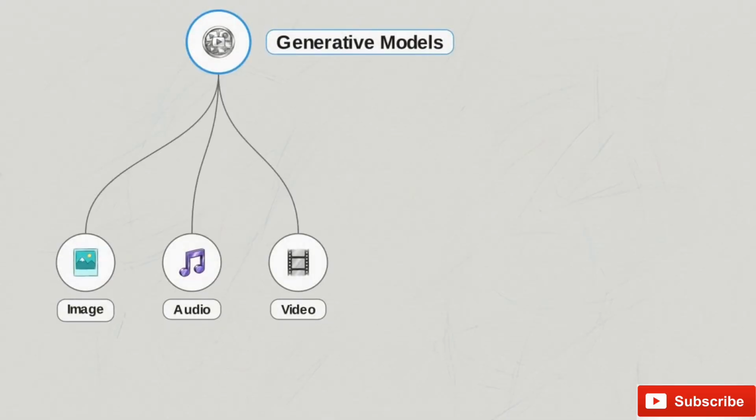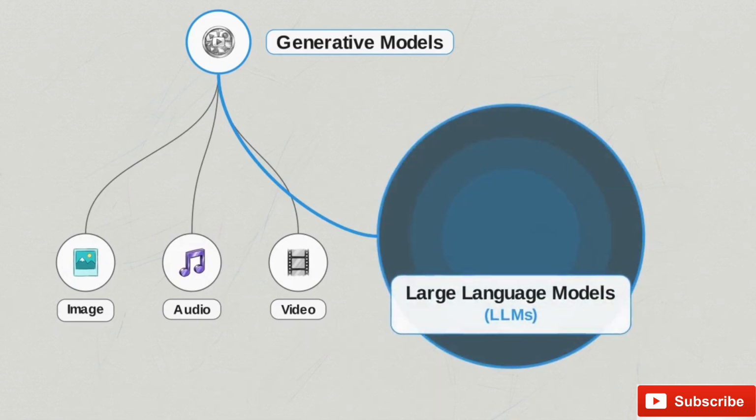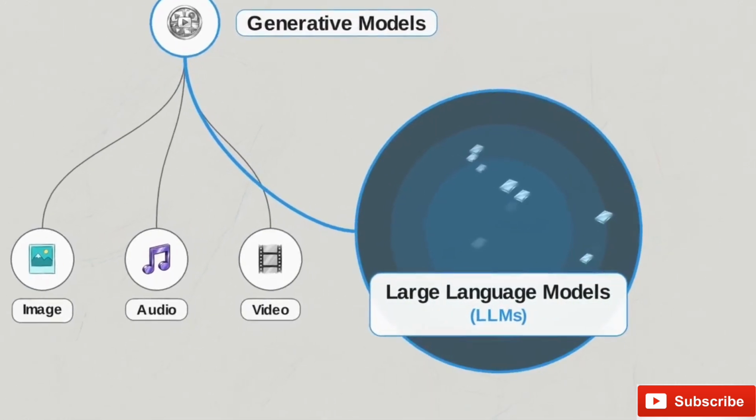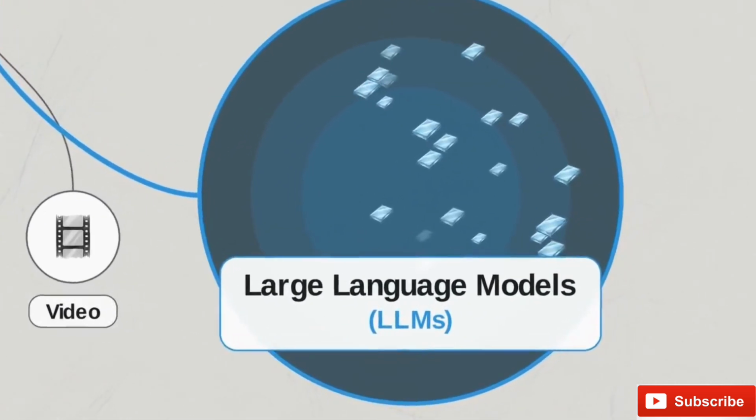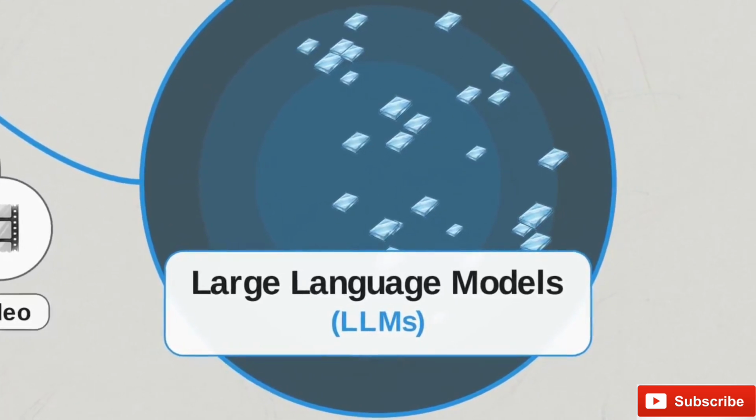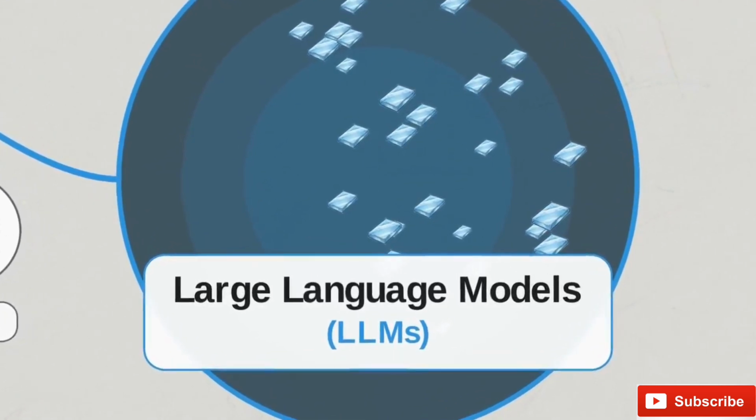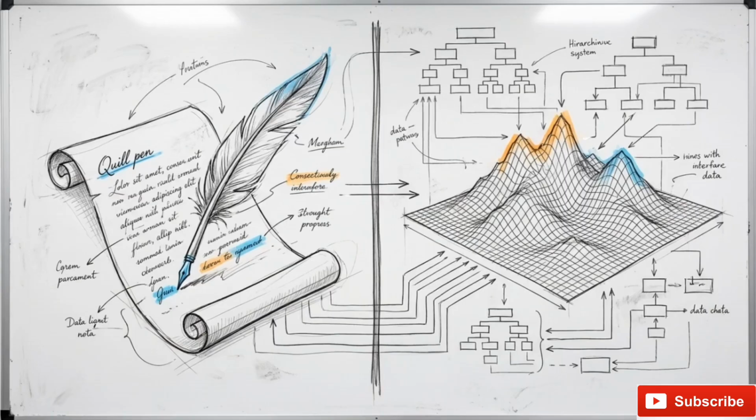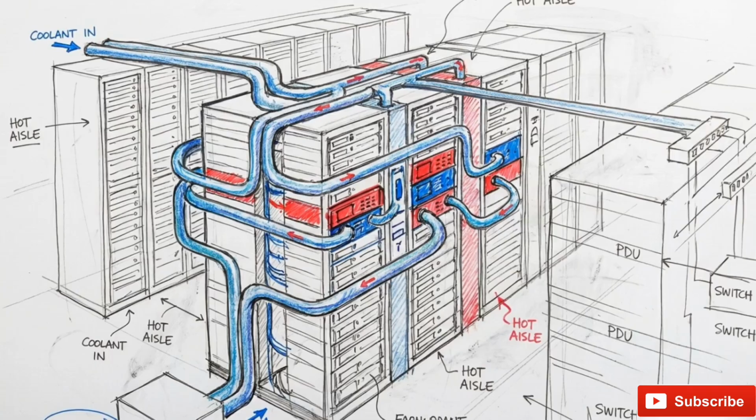The umbrella term is generative models, algorithms that study training data to create novel samples across media types. Zooming in on text reveals large language models, or LLMs, a massive sub-branch dedicated entirely to natural language processing. When an LLM writes an essay or renders a landscape, it mimics human creativity. But underneath, they are distinct mathematical engines consuming staggering amounts of physical energy.